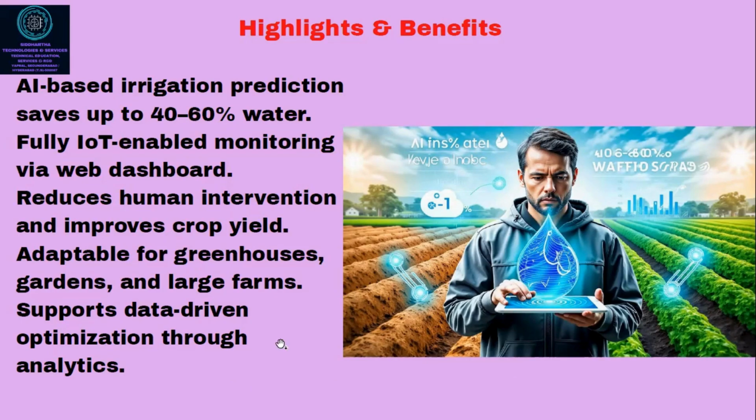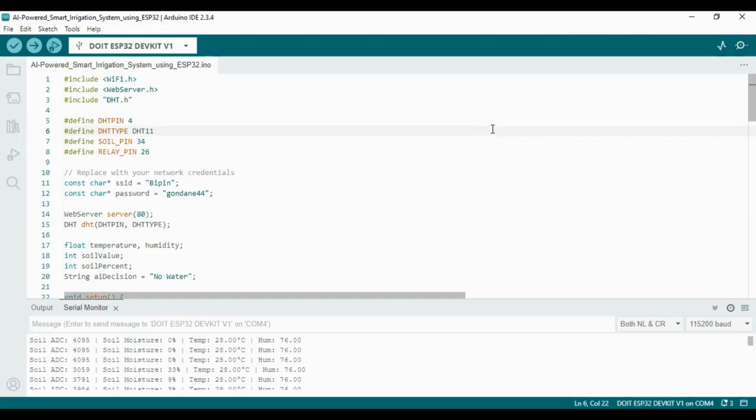Now we'll go directly to our lab and check the code also so that you will understand properly. So friends, these are the codes, very simple codes: the AI-powered smart irrigation system using ESP32. First part, we have used three libraries: WiFi.h, then WebServer, and the DHT library.